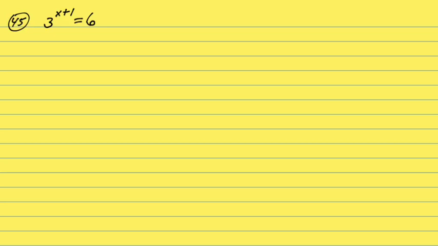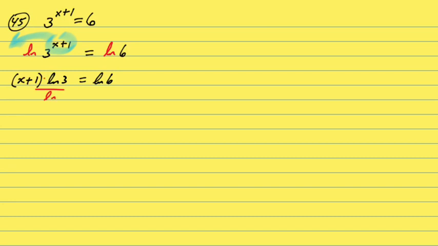45, again, the variable I want to solve for is in the exponent. So to get rid of it or to pull it out of the exponent, I have to employ logarithms. I prefer natural logarithms. One of the properties allows me to pull the exponent out front. So I have x plus 1 times the natural log of 3 equals the natural log of 6.